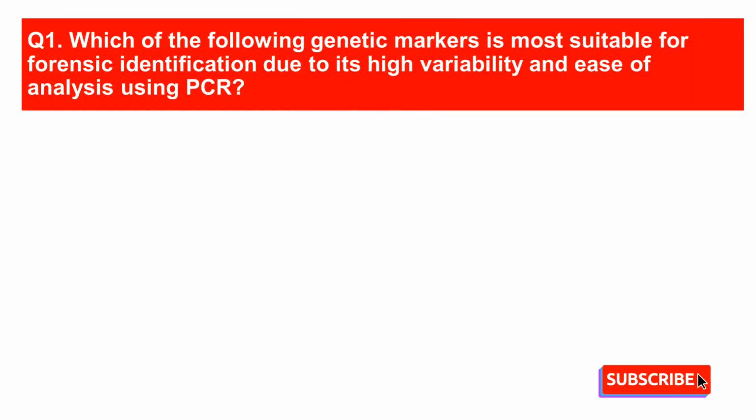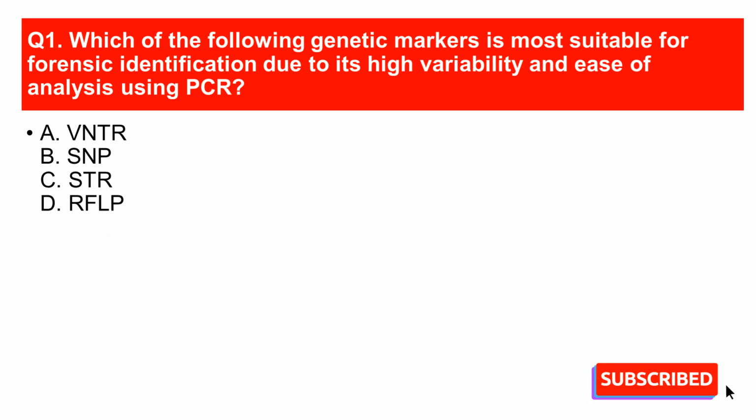Test your knowledge. Q1. Which of the following genetic markers is most suitable for forensic identification due to its high variability and ease of analysis using PCR? A. VNTR. B. SNP. C. STR. D. RFLP.